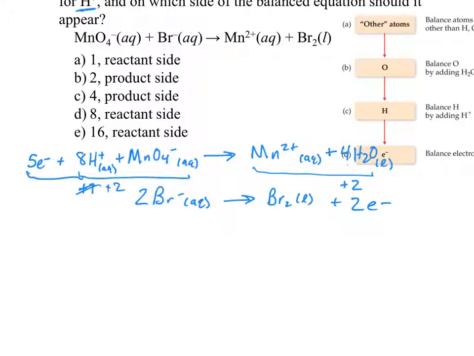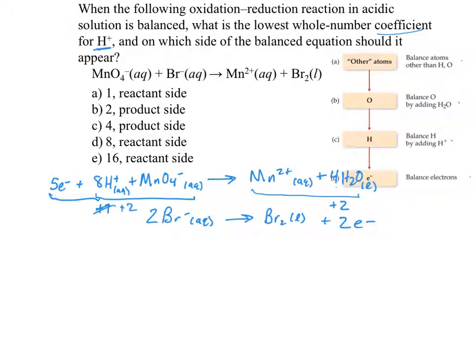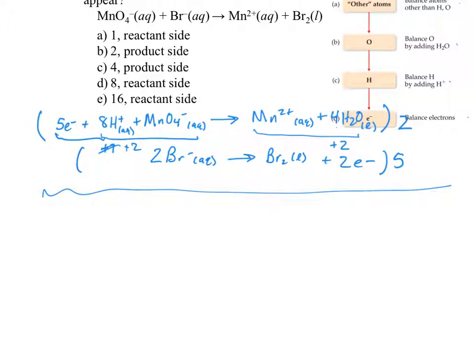Okay. So now the next thing to do is sum up our equations, but we need to be able to cancel out the electrons. So we've got 5 electrons on the first half reaction, 2 in the second half reaction. We need to multiply these so that we can cancel out all electrons. So I'm going to multiply the first half reaction by 2 and the second half reaction by 5 in order to be able to get 10 electrons for each half reaction and be able to cancel them out.